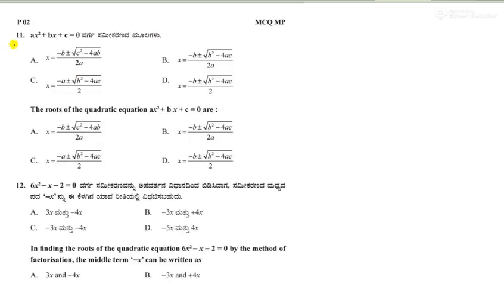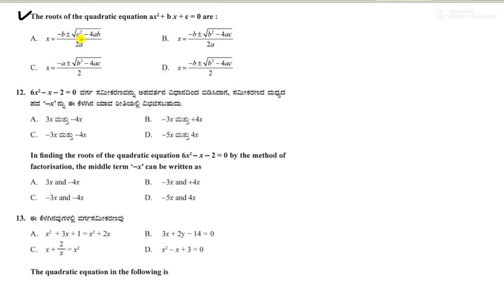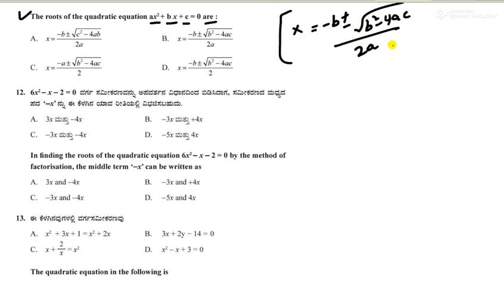So next is question number 11. What have they given? The roots of the quadratic equation x square plus bx plus c equals 0. So the formula, what is that? Minus b plus or minus root of b square minus 4ac divided by 2a. Okay, this is the formula. So just now compare. Don't look at the answer and find which one is right. First write yourself if you remember, then compare.